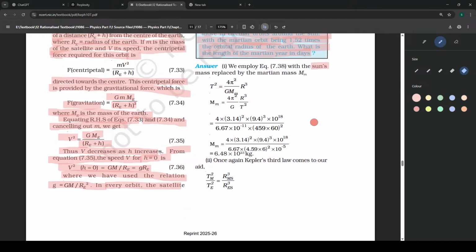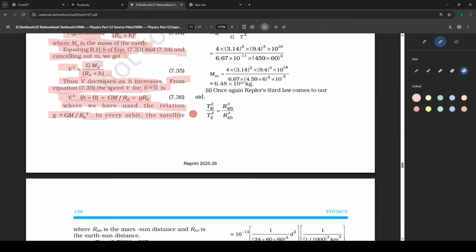Mass of Mars, we will get approximately 6.48 into 10 power 23. We have all the values, we just need to substitute.